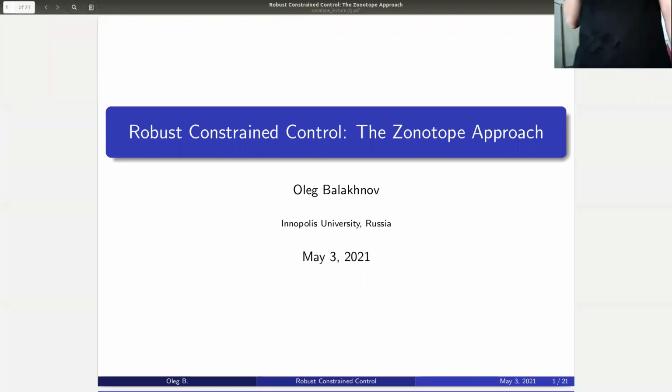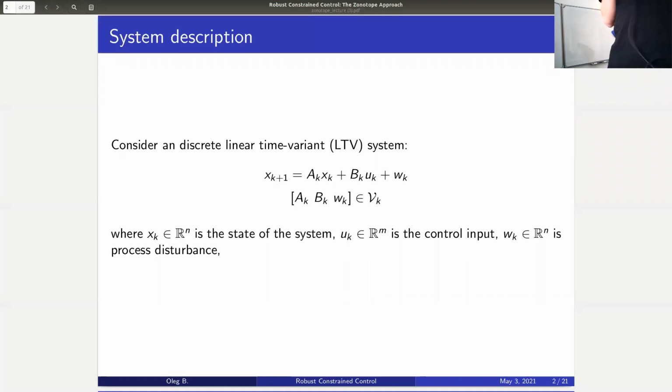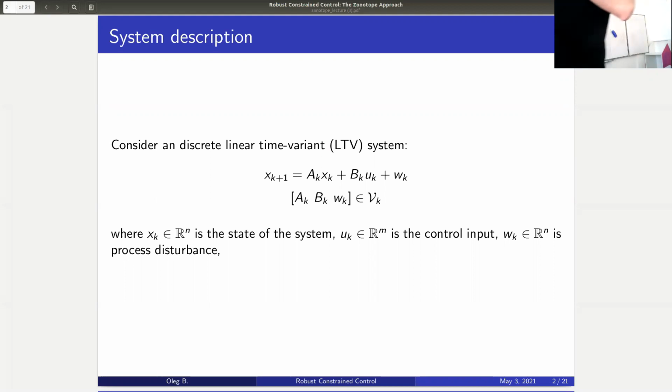Okay, hello. This part of the blackboard is going to be in the view. I will tell you about robust constraint control, the Zonotope approach. After the lecture, you should understand how to control a system in this form for the task of trajectory tracking.